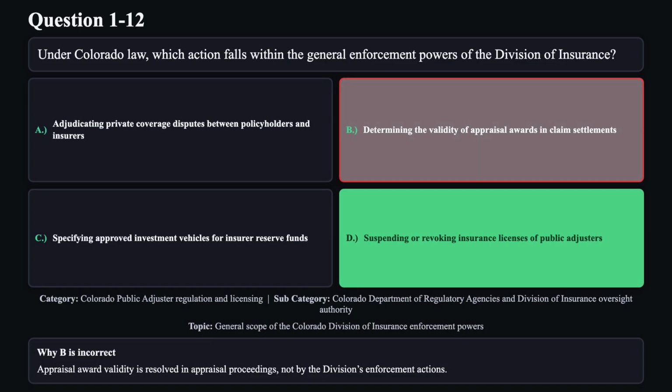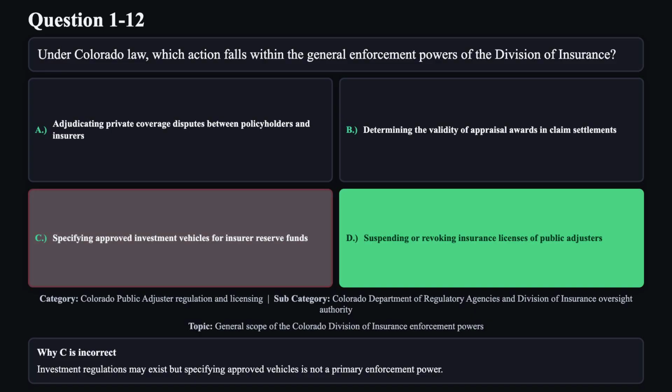Reason B is not correct. Appraisal award validity is resolved in appraisal proceedings, not by the division's enforcement actions. Reason C is not correct. Investment regulations may exist, but specifying approved vehicles is not a primary enforcement power.